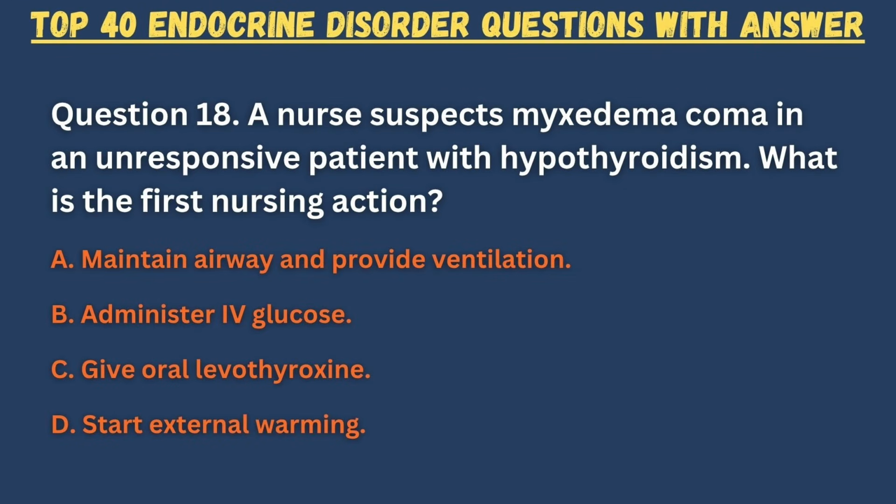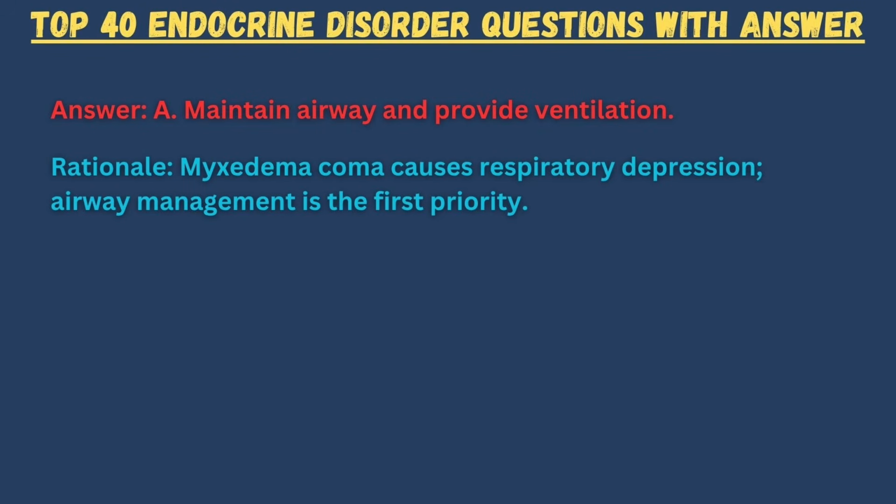Question 18. A nurse suspects myxedema coma in an unresponsive patient with hypothyroidism. What is the first nursing action? A. Maintain airway and provide ventilation. B. Administer IV glucose. C. Give oral levothyroxine. D. Start external warming. Answer. A. Maintain airway and provide ventilation. Rationale. Myxedema coma causes respiratory depression. Airway management is the first priority.